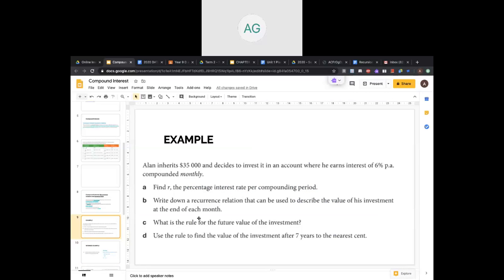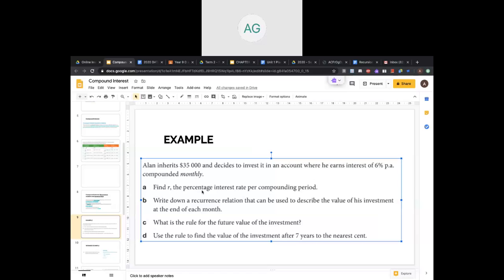Alan inherits $35,000 and decides to invest it in an account where he earns interest of 6% per annum compounded monthly. So now this is the important part, monthly. So you need to take care of that. If it's monthly, you need to change your interest every month, like to monthly. So you need to find the R, the percentage interest rate per compounding period.